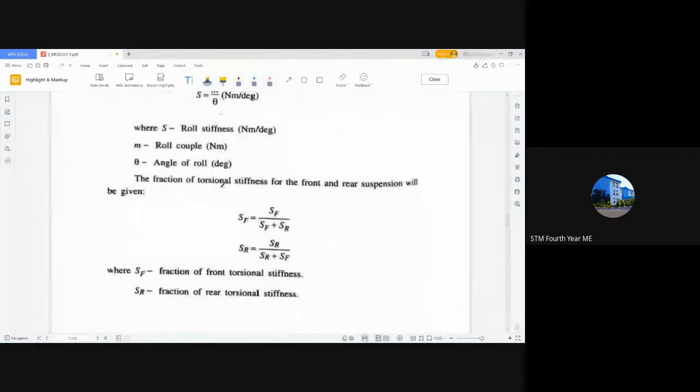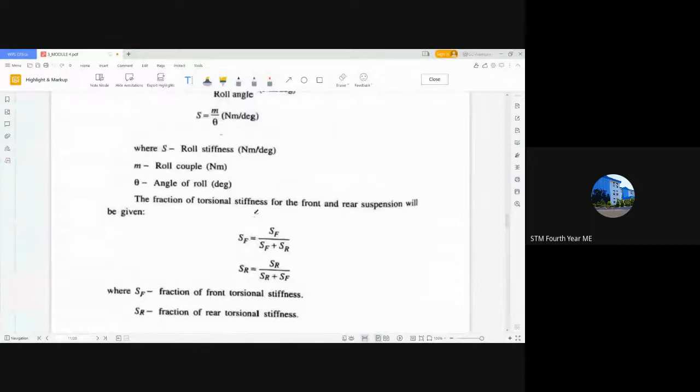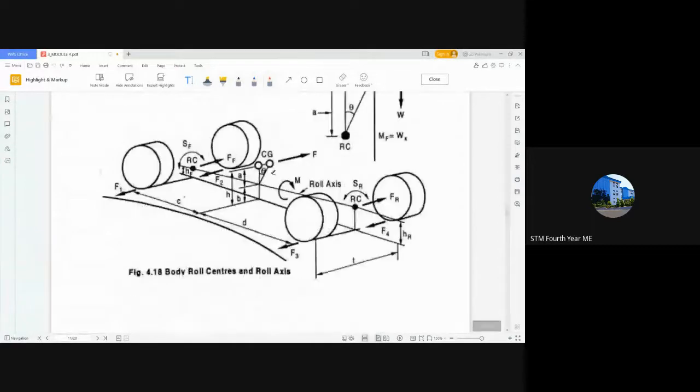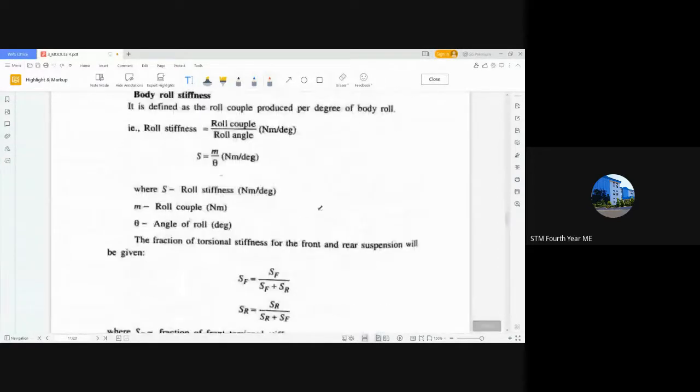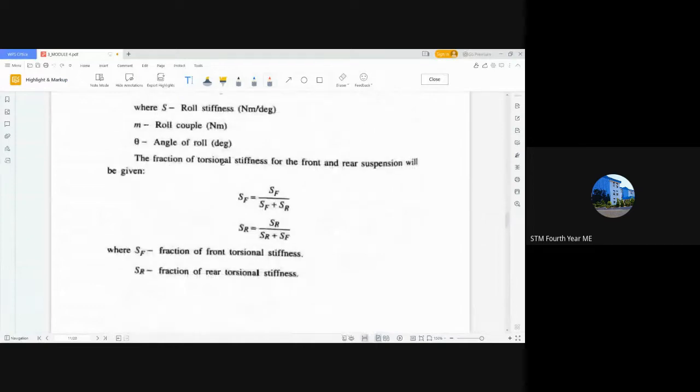When you are taking for rear and front wheels, we had two stiffness, SF and SR. So write down the fractional torsional stiffness for the front and rear suspension is given by SF is equal to SF by SF plus SR.